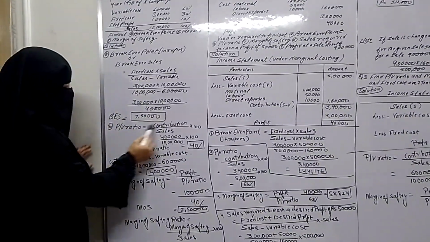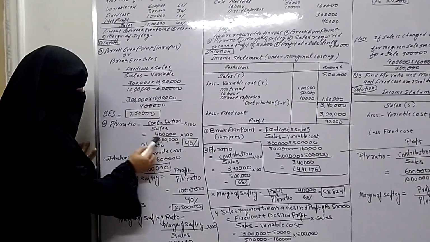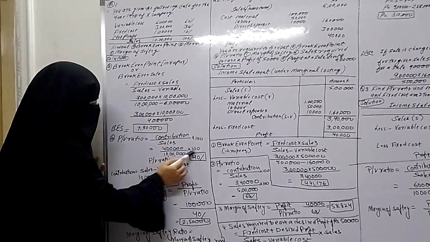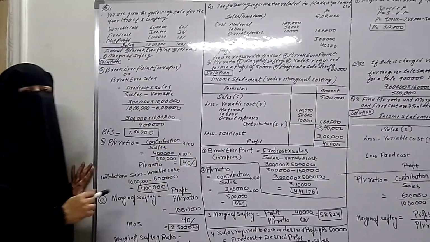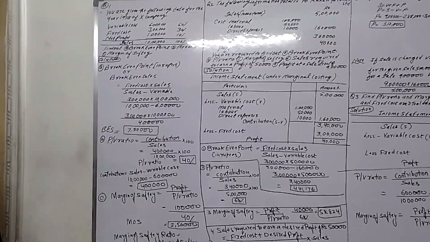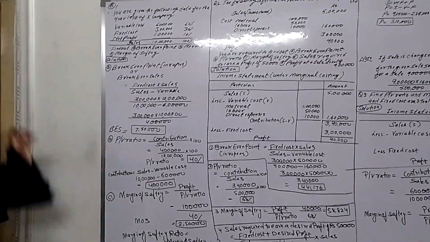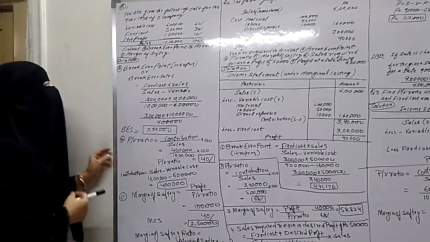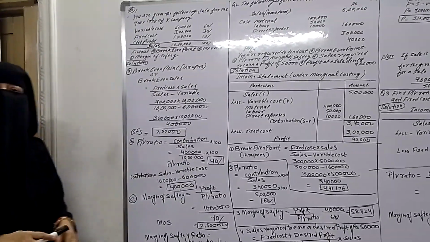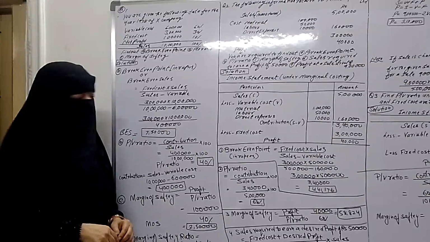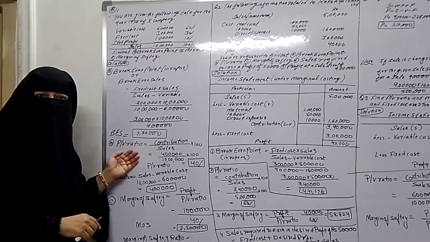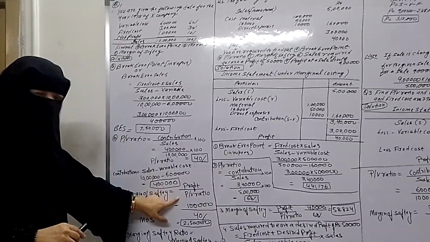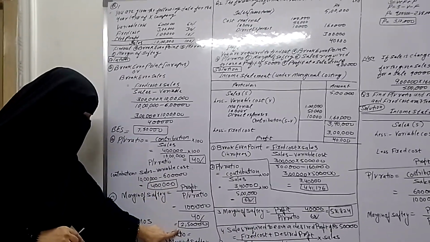And a PV ratio, contribution by sales into 100. So 4 lakh is our contribution, 10 lakh is the sales. 4 lakh by 10 lakh into 100, we will get 40%. 40% is our PV ratio. Now next question is asking you to find the margin of safety. For calculating margin of safety, the formula is profit by PV ratio. Just now we find the PV ratio and profit is given in the question. So profit by PV ratio, we will get margin of safety.